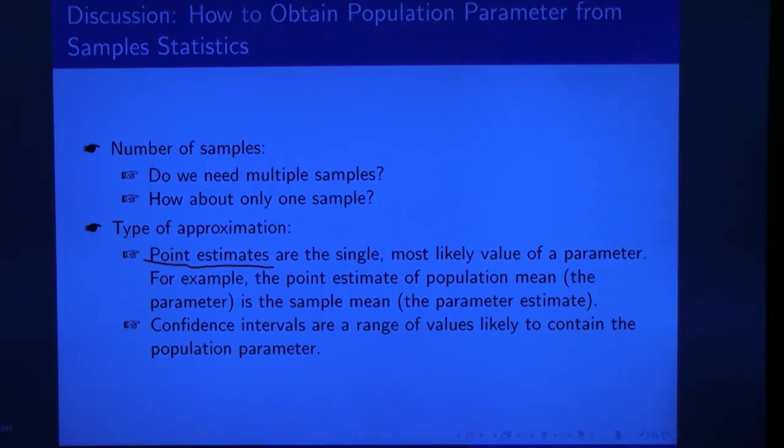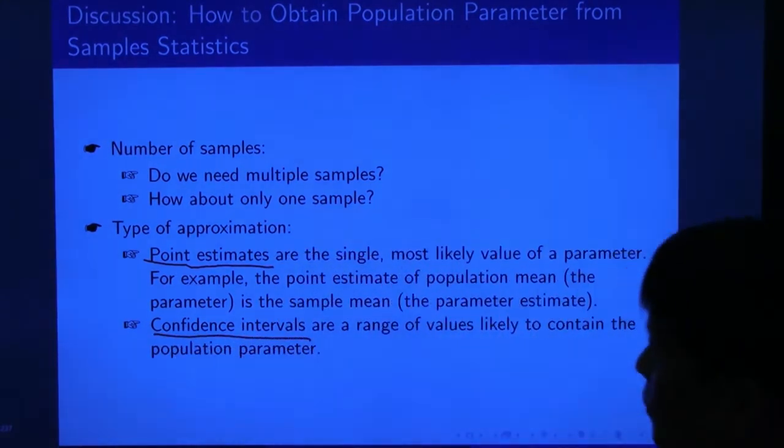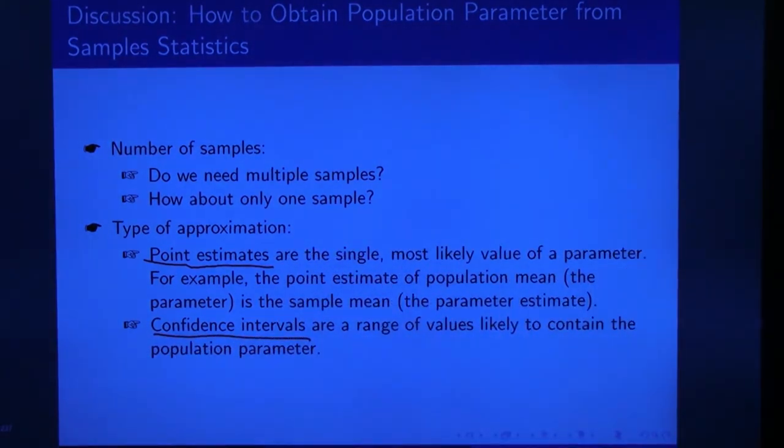The second method is the confidence interval. From this sample, we get a range called an interval. Intervals are a range of values likely to contain the population parameter.